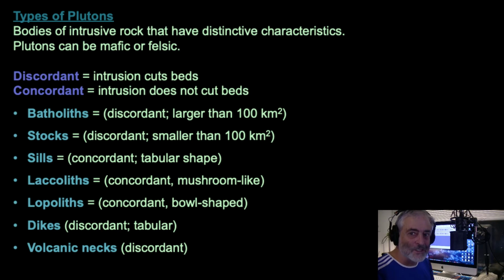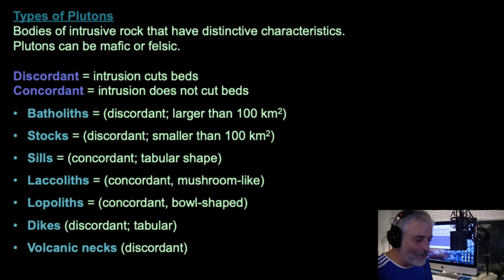Typically, stocks and batholiths can also have dikes, but very commonly it's where the dikes will actually cut all the way across the sill or some other sort of feature here. So either the stocks or the batholiths as well. So dikes are discordant and kind of planar and tabular in shape.